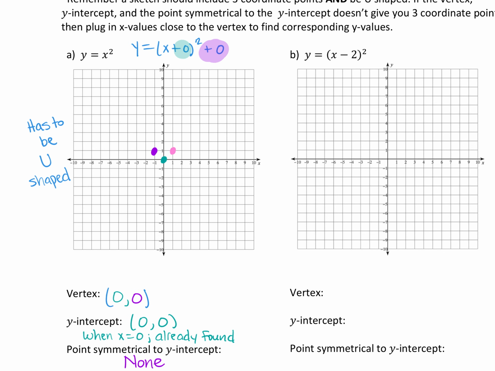It needs to be U-shaped, right? This is U-shaped. It cannot be V-shaped, right? If you go like this, looks like a V. No, that's bad. It's not V-shaped. It has to be U-shaped. If you end up putting a V, it will be marked wrong. You need to put a U.